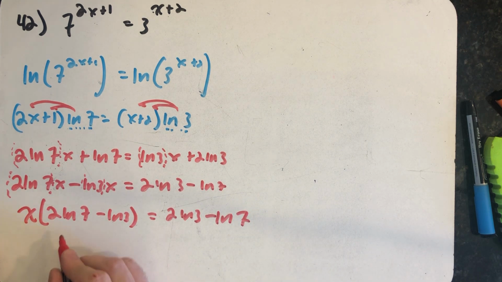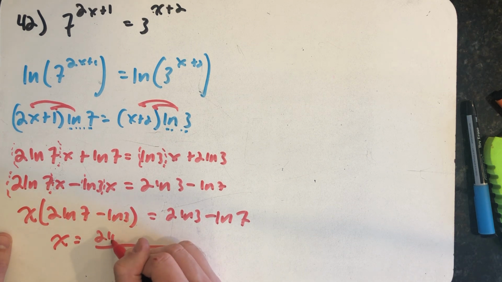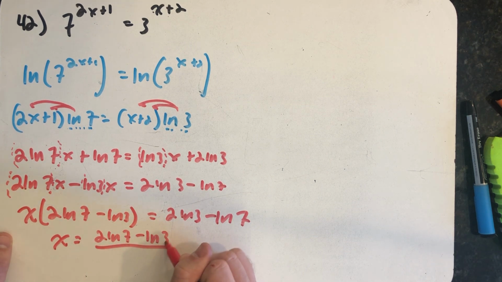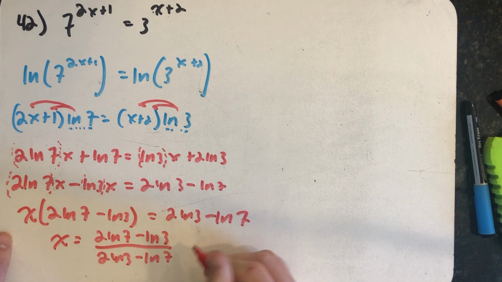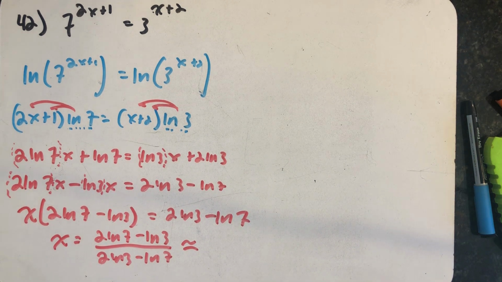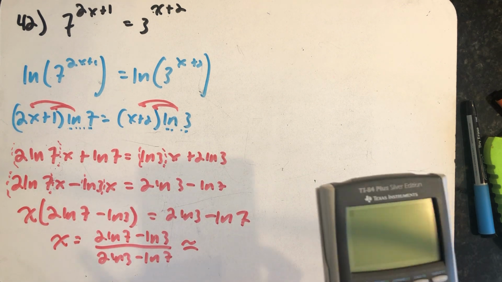All right, so now I can get x by itself by saying that x equals 2 times the natural log of 7 minus the natural log of 3, all over 2 times the natural log of 3 minus the natural log of 7. That's a nice, happy, exact solution. Now I'd like to find a decimal approximation, rounded to 2 decimal places like I was asked for.